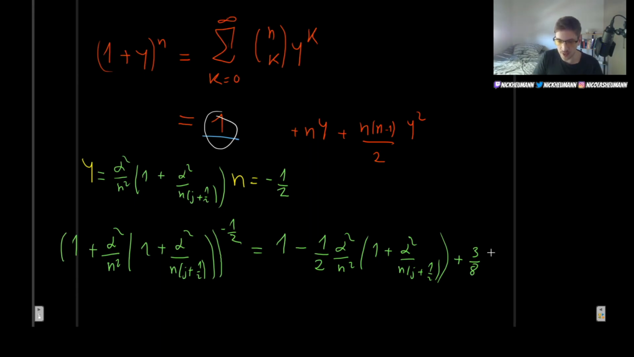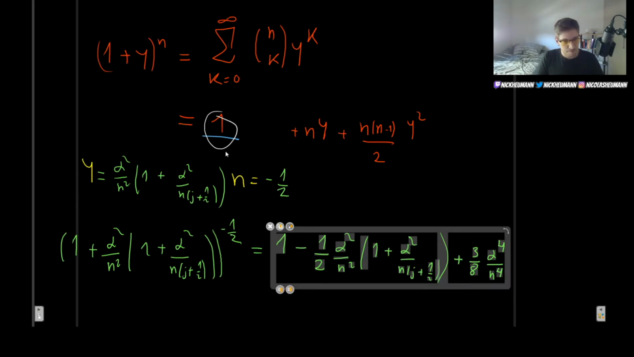And then we have y squared, which is alpha to the 4th power n to the 4th power times (1 plus alpha squared n j plus 1/2) squared. Okay, but the thing is, when we square this, as I mentioned, there is only one term that is not going to be negligible, right? Because this will be 1 squared plus 2 times this, but alpha to the 4th, alpha squared, that's already alpha to the 6th, and then this squared, that's going to be alpha to the 8th, which is way too big. So this is in fact simply this. All right, so this is this expansion.